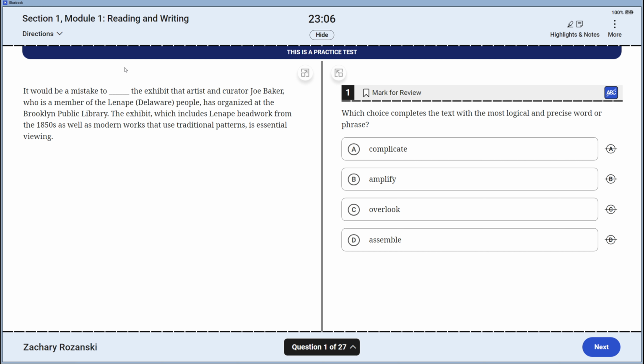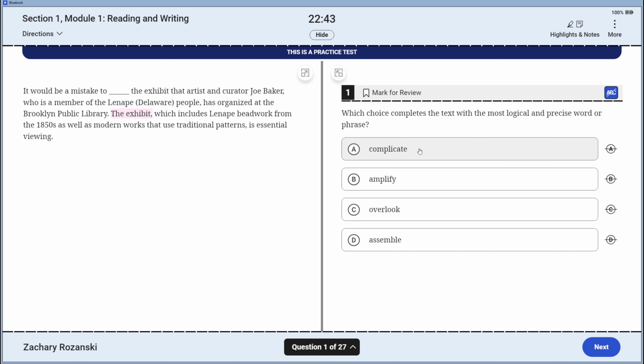All right, we're back. It would be a mistake to blank the exhibit that artist curated. I don't see any signal elements. This defines the person, but that doesn't help me with my signal element. Has it organized? I have no idea what's going to go on. I guess the exhibit could be like a determiner that states it's being known. So our signal element's going to be on this side, but we could have gone there anyway, is essential viewing. So it would be a mistake not to go. My anticipatory word is not to go to.